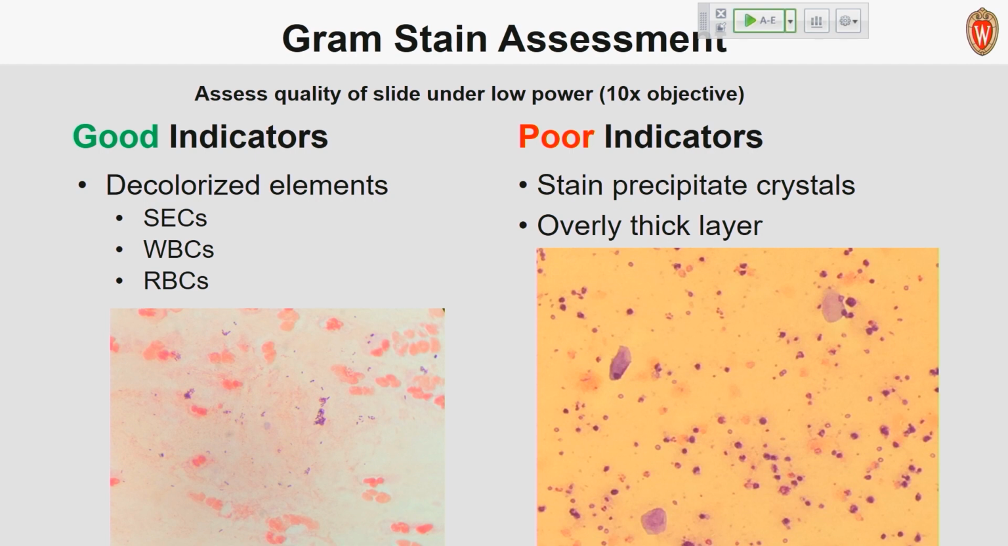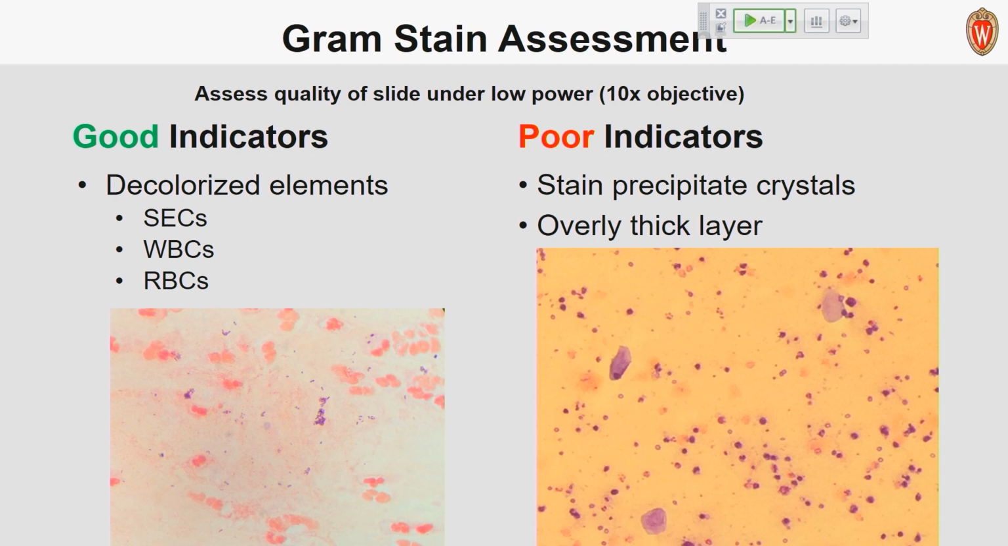Some of the poor indicators: stained precipitate crystals, indicating that it was probably not decolorized enough. And then an overly thick layer. So again, if you have different stain protocols, or just a sputum specimen can be very thick, or an abscess specimen for that matter, make sure your layer isn't too thick so that it does the appropriate staining and decolorization.